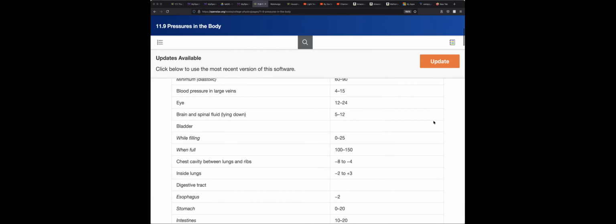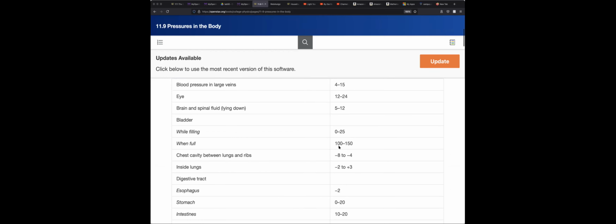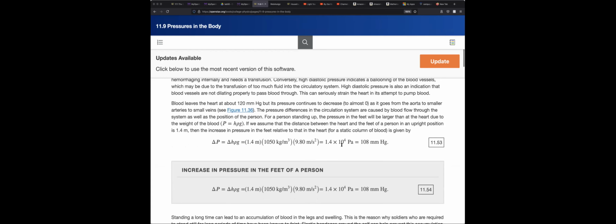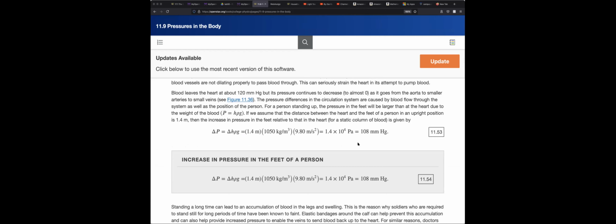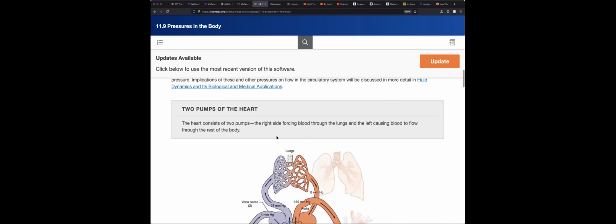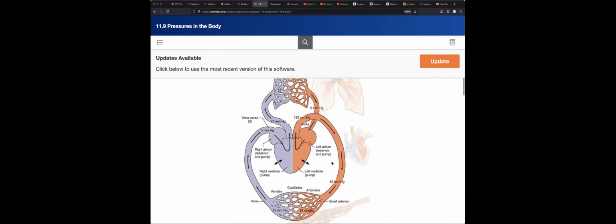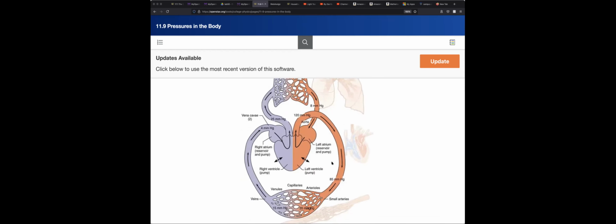This section on blood pressure, or pressures in the body, they're just talking about different pressures in different organs and different parts of your body. They talk about blood pressure in a little more detail, but it's not really anything different. It's still h times rho times g. So it's nothing really different. They do talk about the system of your blood in general. It requires that there's pressure in there to keep things moving. The blood pressure also keeps your veins and your arteries open.